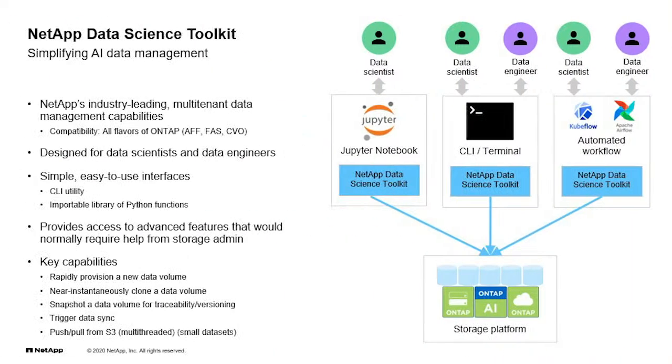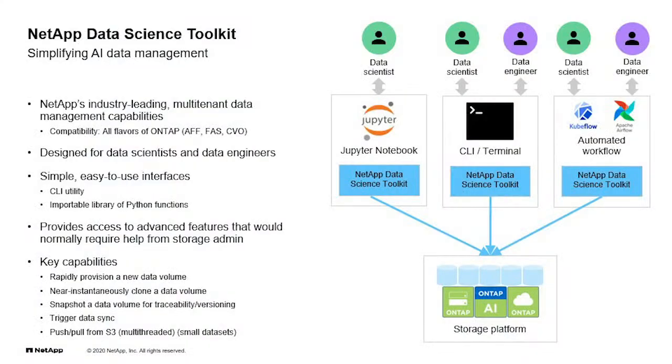NetApp Data Science Toolkit simplifies AI data management, leveraging NetApp's industry-leading multi-tenant data management capabilities, including all flavors of ONTAP. This is designed for data scientists and data engineers because it's simple and easy to use. We have released a portable library of Python functions and also a command line interface. This provides access to advanced features that would normally require help from storage administrators. For example, a data scientist can choose to work in a Jupyter notebook, and then with a few simple lines of code, provision snapshots and clone the dataset or the model, and the underlying storage platform is NetApp ONTAP.